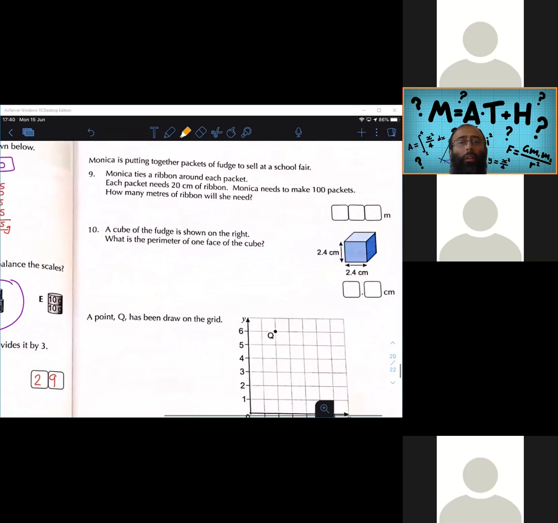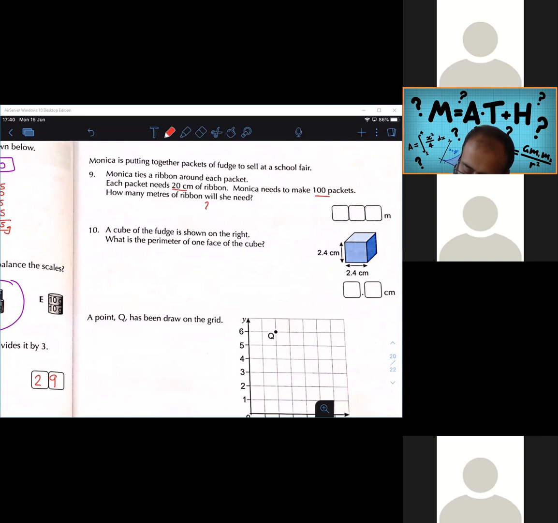It says that Monica is putting together packets of fudge to sell at a school fair. Monica ties a ribbon around each packet. Each packet needs 20 centimeters of ribbon. Monica needs to make 100 packets. How many meters of ribbon will she need? So we have 20 times by 100. So we have 100 packets by 20.